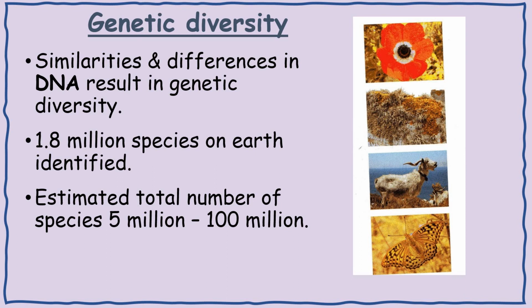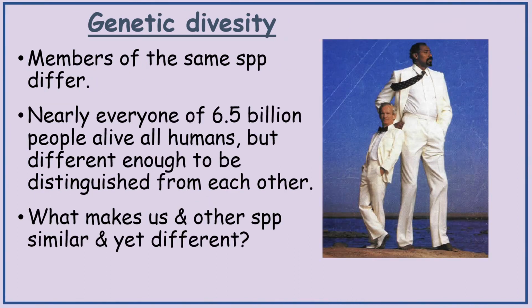1.8 million species on Earth have been identified, but there's an estimated total number of species between 5 million and 100 million, so we've not actually identified that many. Members of the same species differ. Nearly every one of 6.5 billion people alive, all humans, differ enough to be distinguished from each other, obviously with the exception of identical twins. What makes us and other species similar and yet different?